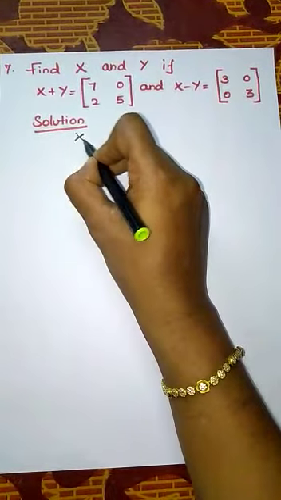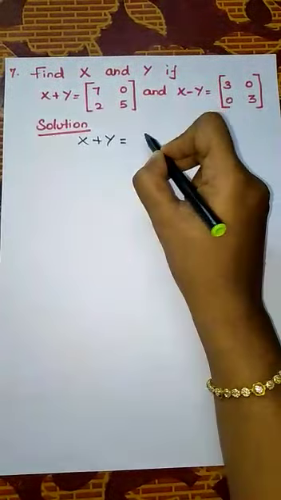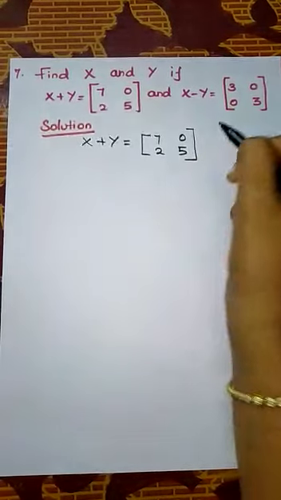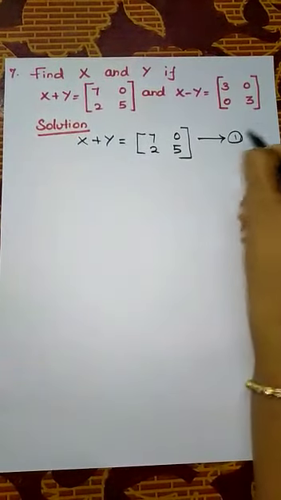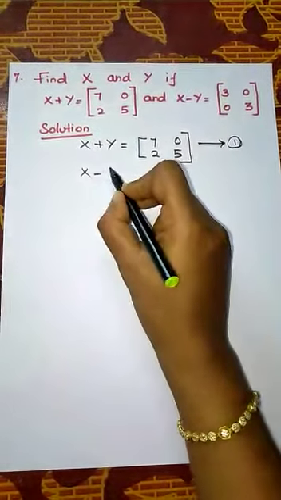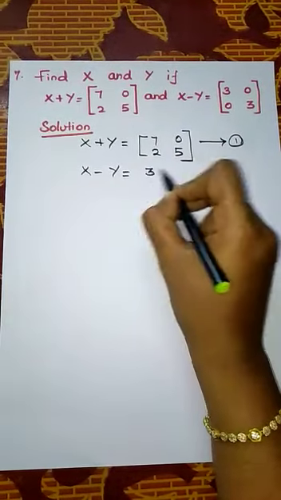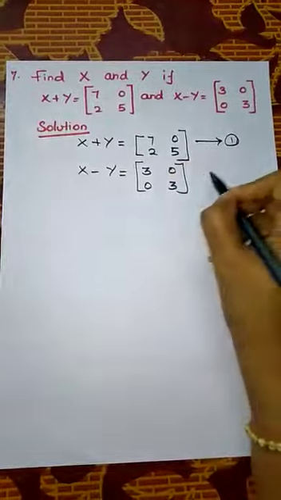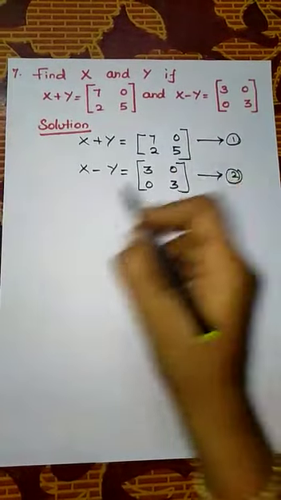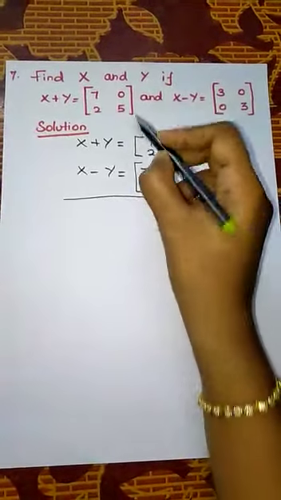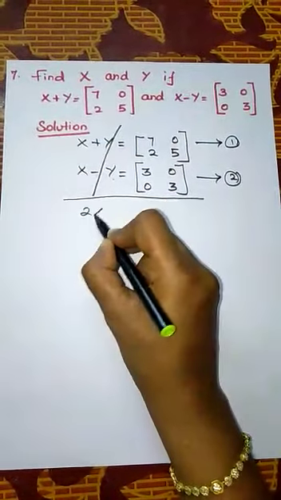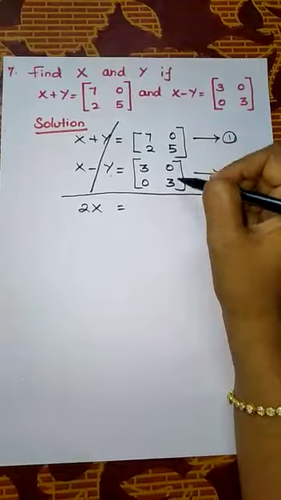The first: x plus y is equal to 7025. This is our first equation. Next, x minus y is equal to 3003. This is the second equation. Now, using the elimination method, we have to cancel the values. Actually, plus y minus y cancel. 1x plus 1x, 2x. Now the order of the matrix is 2 cross 2, 2 cross 2.